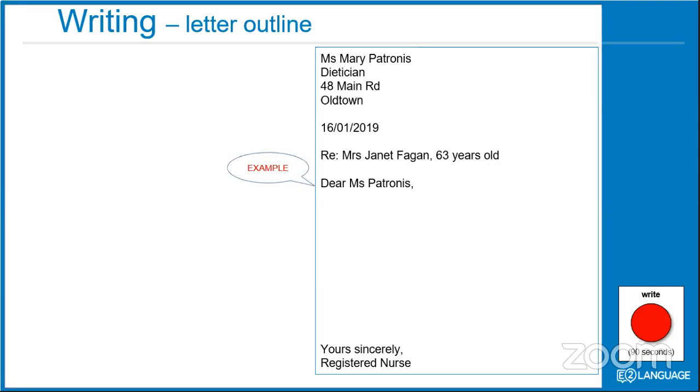So if the date goes above Ms. Mary Petronis or below Old Town, it doesn't matter. If the reference line goes above dear Ms. Petronis or below it, that doesn't matter either. If you wrote your date in a slightly different format, that doesn't matter. It's really important that you understand how things ought to work and get it pretty much right. But this isn't where your letter will pass or fail the test for you, okay?